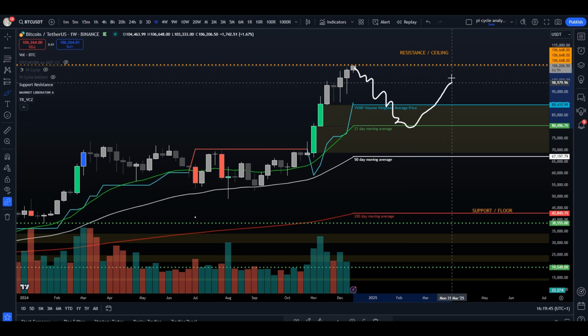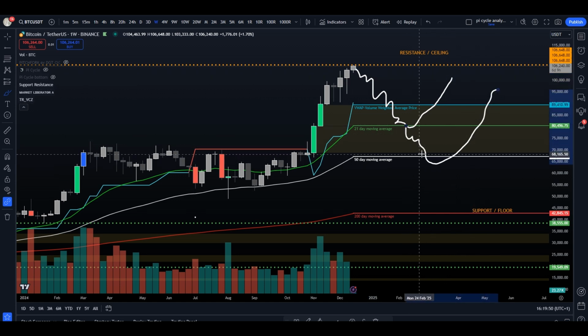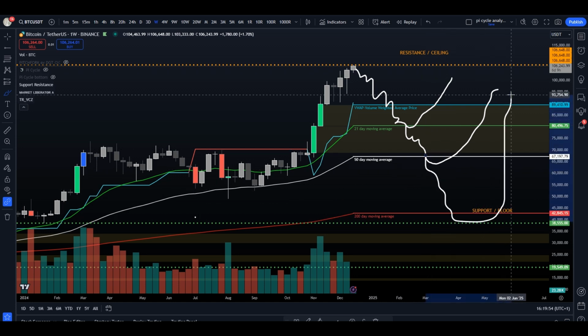Price can retrace to any of these moving averages. We could get a bounce from the 21-day, a powerful bounce from the 50-day, or on a very deep retracement, a solid bounce off the 200-day moving average.